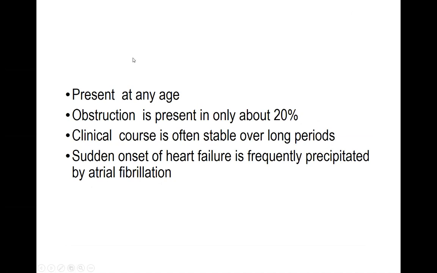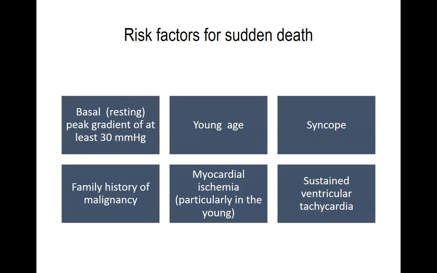So it can present at any age. Obstruction is present only in 20%. Clinical course is often stable over long periods. Sudden onset of heart failure is frequent, but it's precipitated by atrial fibrillation. These people have a diastolic dysfunction, so they do not tolerate atrial fibrillation, because when the patient goes into atrial fibrillation, they lose their atrial kick and can go into heart failure very fast.